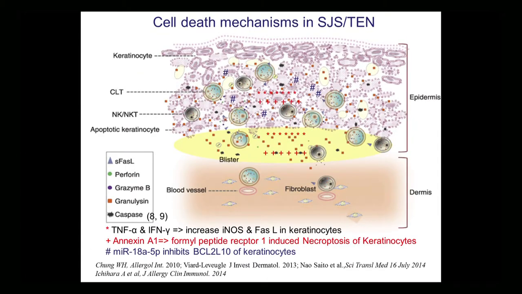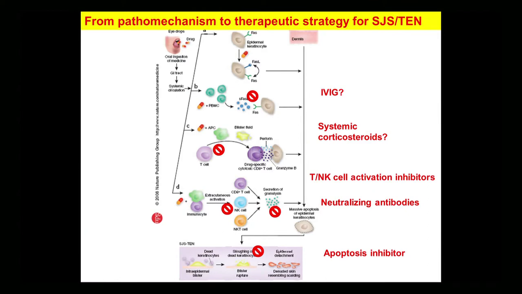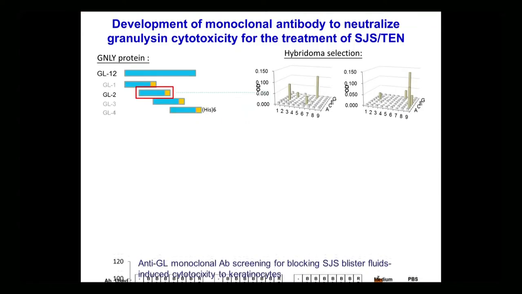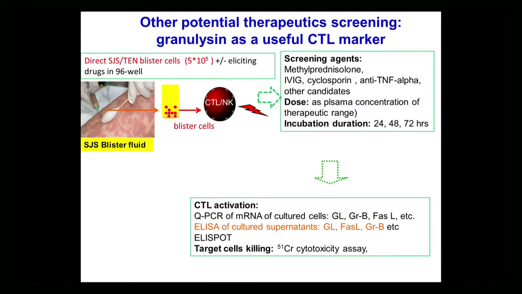Also the cell death mechanism: in the recent two years, there are many publications explaining that in addition to granulysin and Fas ligand, annexin A1 and also microRNA-18a-5p were shown to play some role in inducing this skin death. So the final goal is, once we know the pathogenesis, we should have the appropriate therapeutic strategy to prevent Stevens-Johnson syndrome.